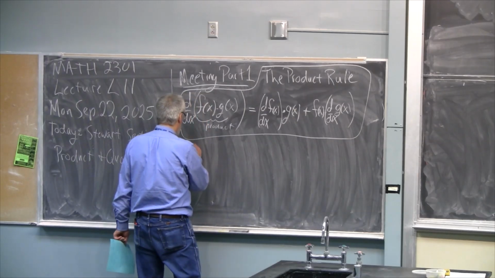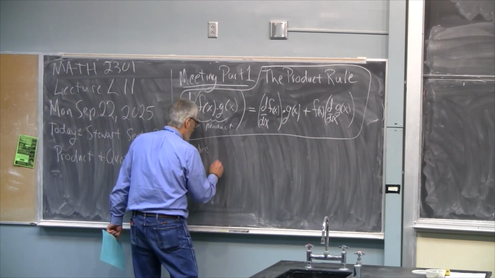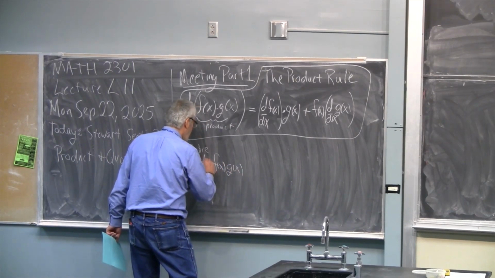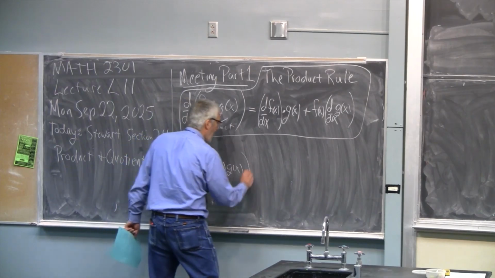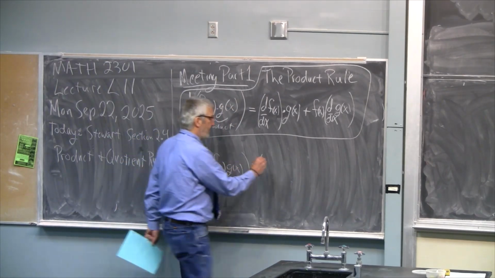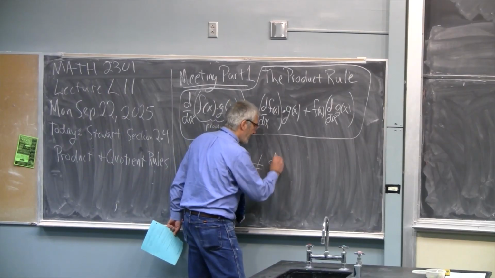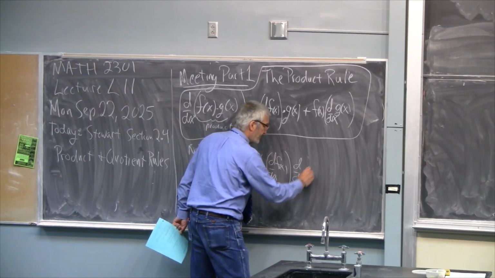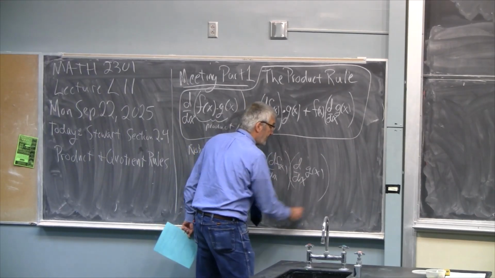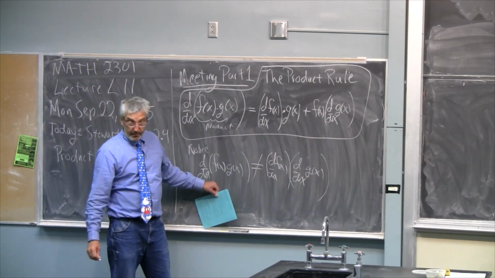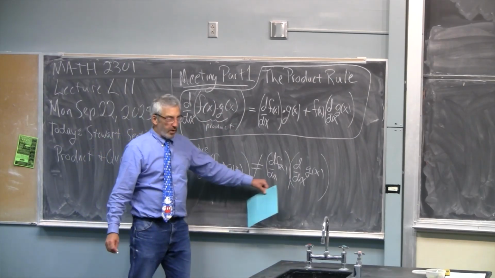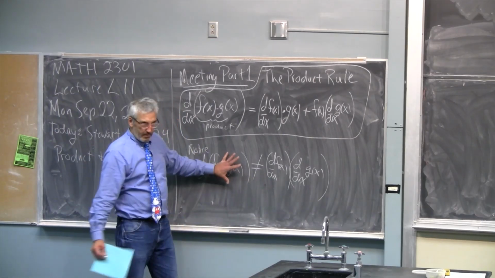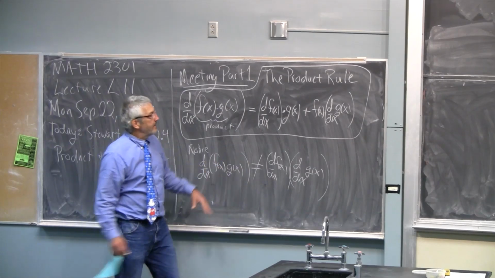So observe. If I have a product, and I'm going to take the derivative of that product, I don't do this. I don't do the derivative of f of x times the derivative of g of x. This would be really cool. It would say the derivative of a product is the product of the derivatives, but that's not true. So you have to be very careful. So this is the thing that is kind of automatic, and it's the wrong thing.